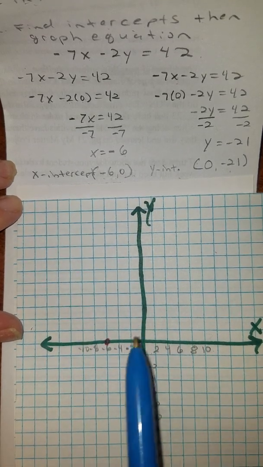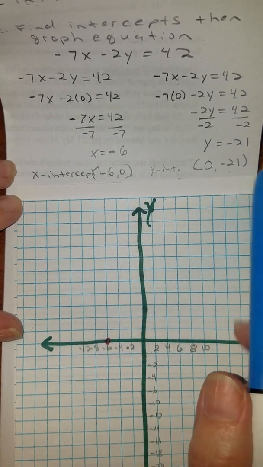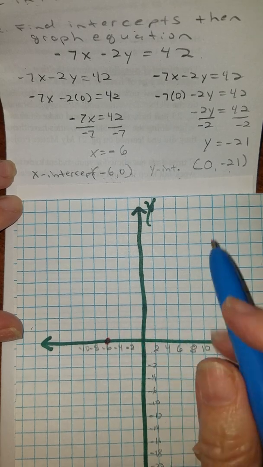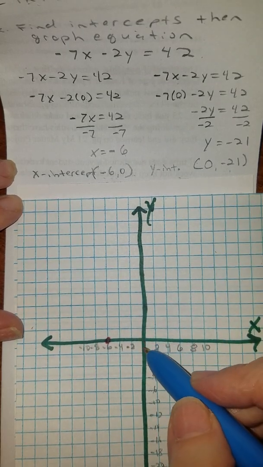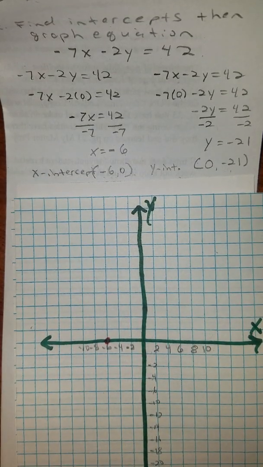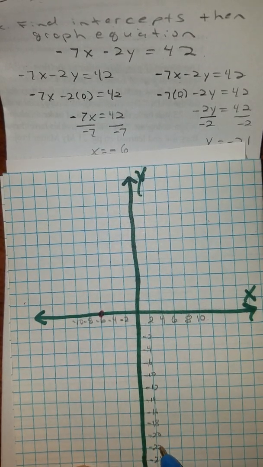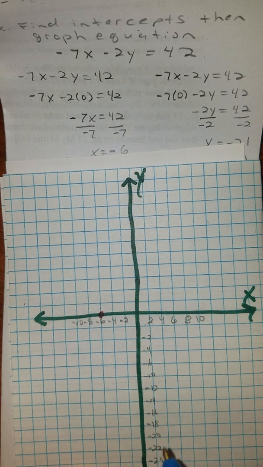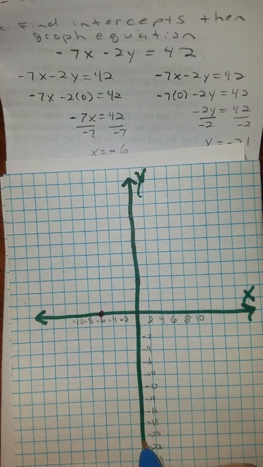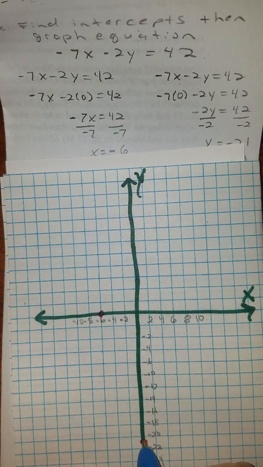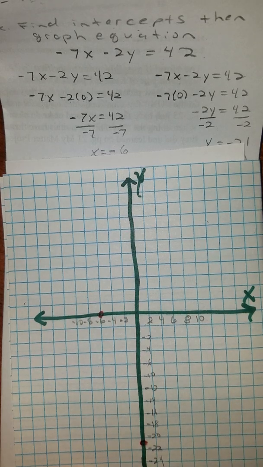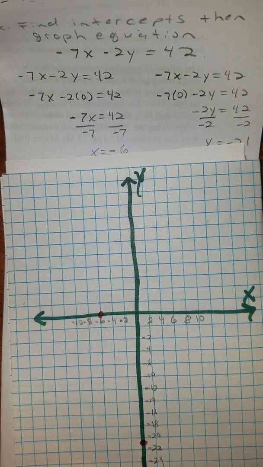This one is the y-intercept. So I'm going to go to 0, but it's a negative 21, so I'm going to go down to 21. Well, if you notice right here, this is negative 20, and this is negative 22. So negative 21 is going to be halfway in between. And I have now graphed my y-intercept.